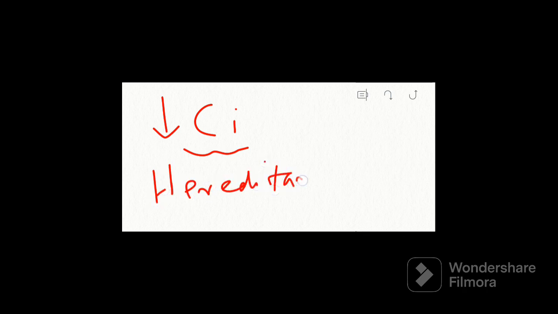So when we talk about diseases related to these factors, if there is a decrease in C1 inhibitor, it causes hereditary angioneurotic edema.